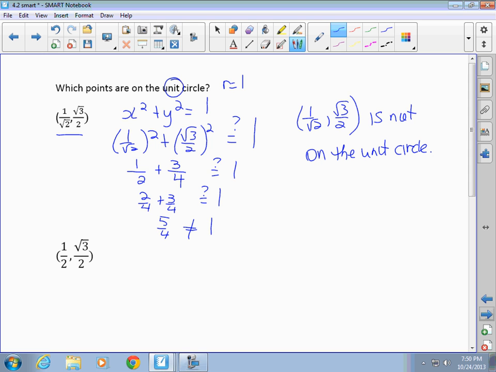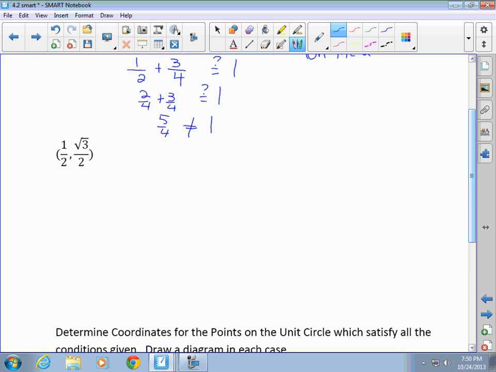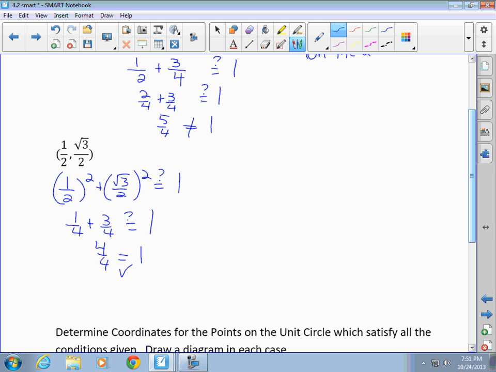Okay, example 2. One point is 1/2 and the other point is square root 3 over 2. So I do the same thing. I'm just going to move this down. I take my x squared plus y squared is equal to r squared. So 1/2 squared plus square root 3 over 2 squared equals 1. That's what we're trying to find out. So I have 1/4 plus 3/4. And we'll see if that equals 1. Well, 4 over 4 equals 1. So that point is on the unit circle.